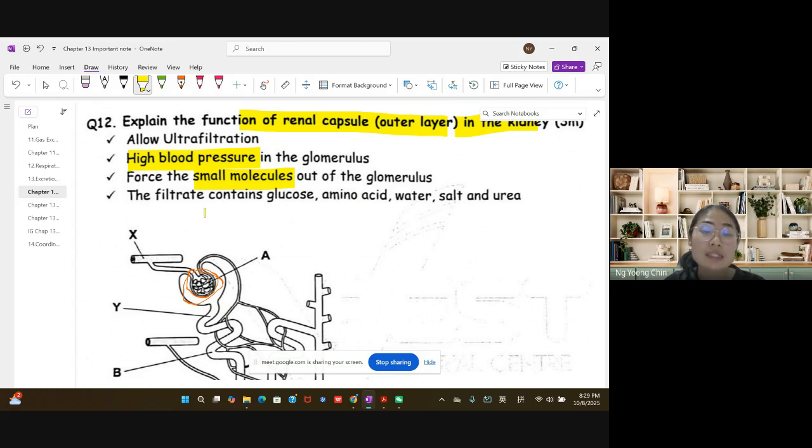So inside the filter, usually only the small particles are able to get into the Bowman capsule, which include glucose, amino acid, water, salt, and the urea.